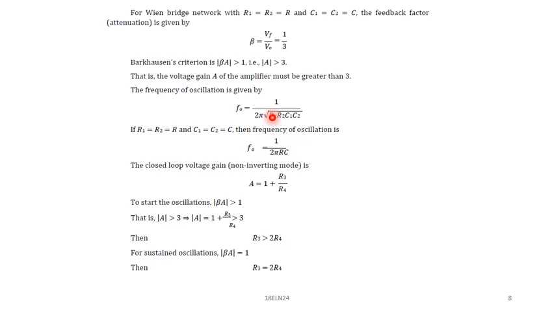The square root gets cancelled, here R1 square into C1 square, so it can cancel, so you get 1 by 2 pi RC. So this is the frequency of oscillation for a Wien bridge oscillator.